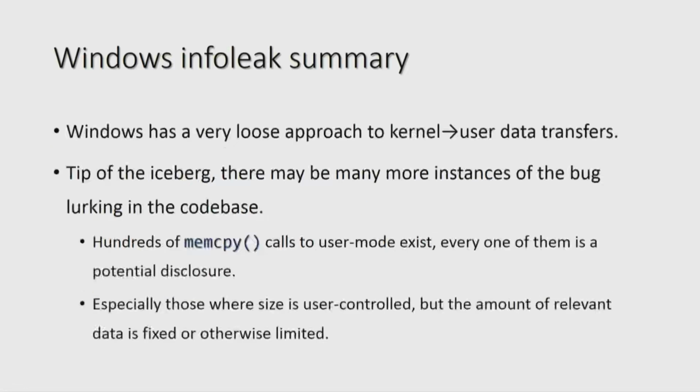And unfortunately, it's quite a fundamental issue which is trivial to overlook, but very difficult to get right in the code. Windows itself has a very loose approach to the data transfer between the kernel and the user, and the results of this research perhaps could be just the tip of an iceberg. There could be more instances of the bugs lurking in the code base, because there are hundreds of memcpy calls in the kernel of Windows to user mode, and every one of them could be basically a potential disclosure. Especially the cases where the size of the memcpy is user controlled, but the amount of data that is being copied is fixed or otherwise limited.